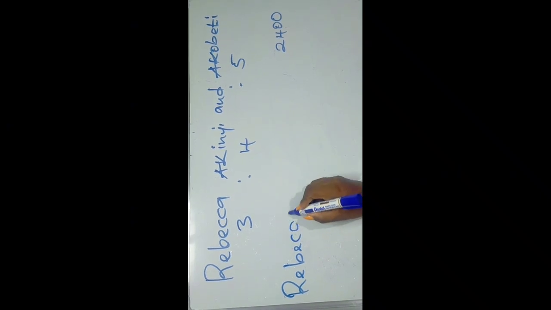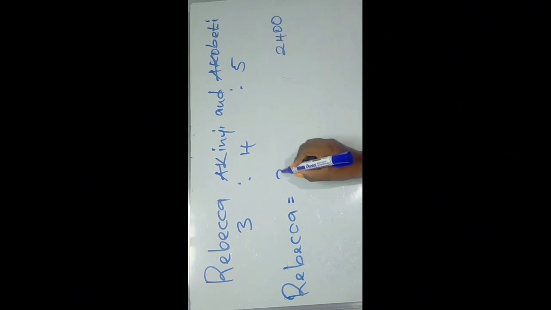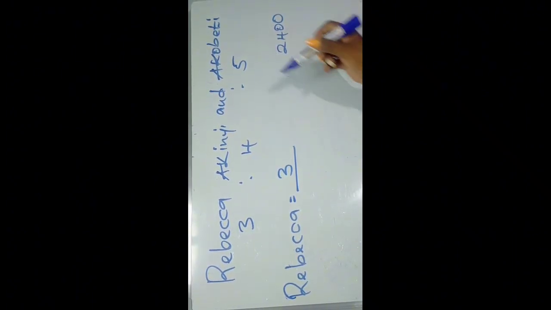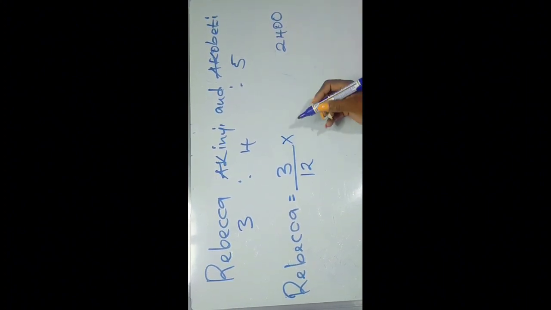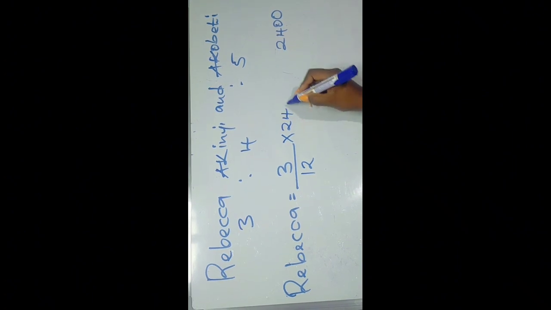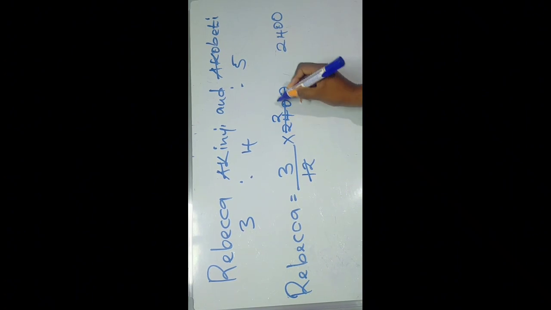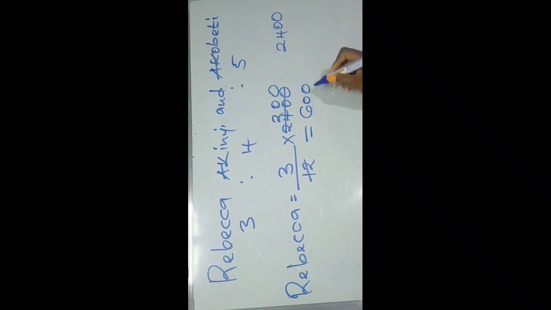So we said that to be able to get the quantities representing each one of them, for example, Rebecca will have 3 over the total sum of the ratio, which is 12, times the sum of money being shared, which is 2,400. 2,400 divided by 12 is 200. So Rebecca would get 200 times 3, which is 600.